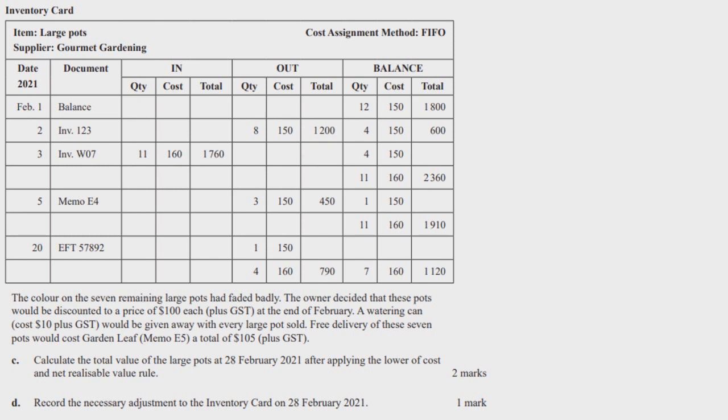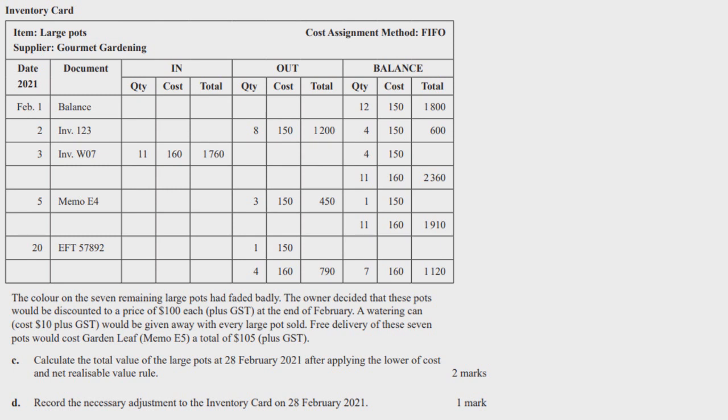Another thing, the delivery of these 7 pots will cost $105. Could $105 easily be divided by 7 units? Yes, it can. 105 divided by 7 is $15. So your estimated cost of getting goods ready for sale is the 15 and the 10, so $25. So 100 take away 25 is $75, and I'm hoping that's what the cost of each inventory is.